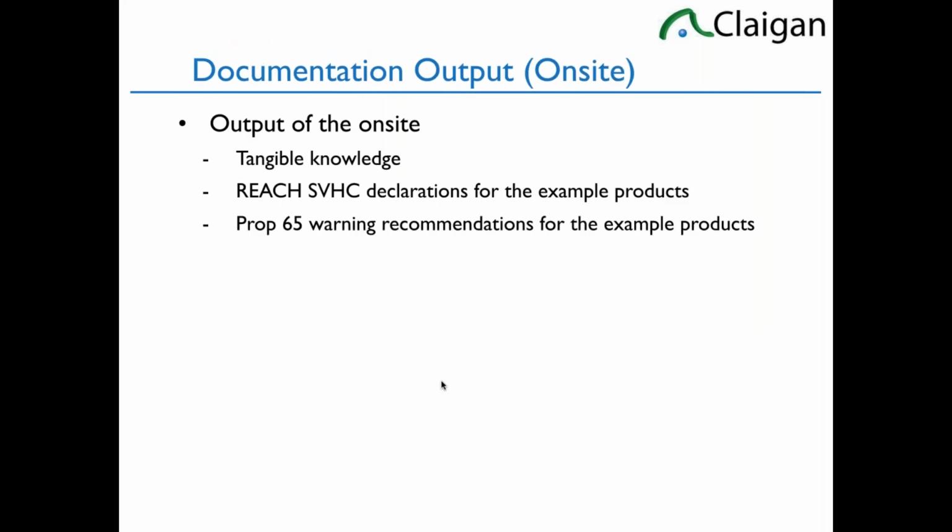So the output is tangible knowledge. Like, you will actually know things. You want to retain everything, but that happens. And you'll have, of course, all the slides to go back on, but you'll have some tangible knowledge. You'll end up with REACH SVHC declarations for those products. Here's a declaration that you could send your customer today. And you'll have the Prop 65 warning recommendation. Look, in absence of doing anything else, this is the warning you put in your product, and based on what the product is, this is where it can go.